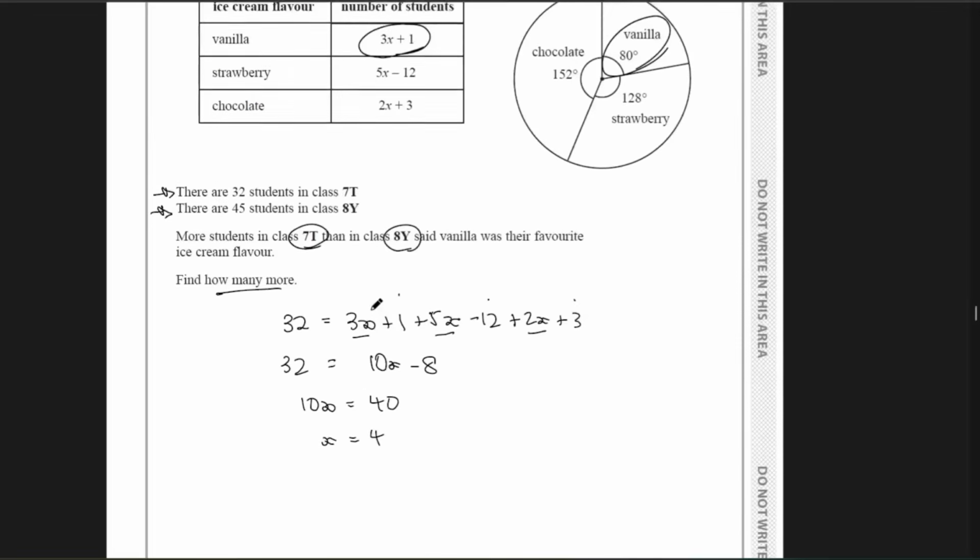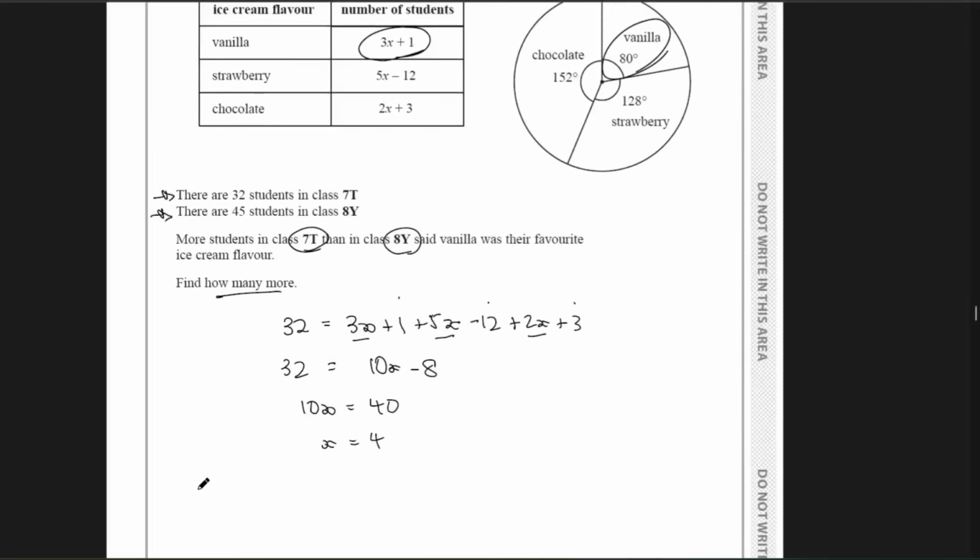So we can find the number of students who like vanilla in 7T. So vanilla in 7T, number of students would be 3 times 4 plus 1, which is 13. 13 students like vanilla in class 7T. Now let's find the number of students who like vanilla in 8Y.